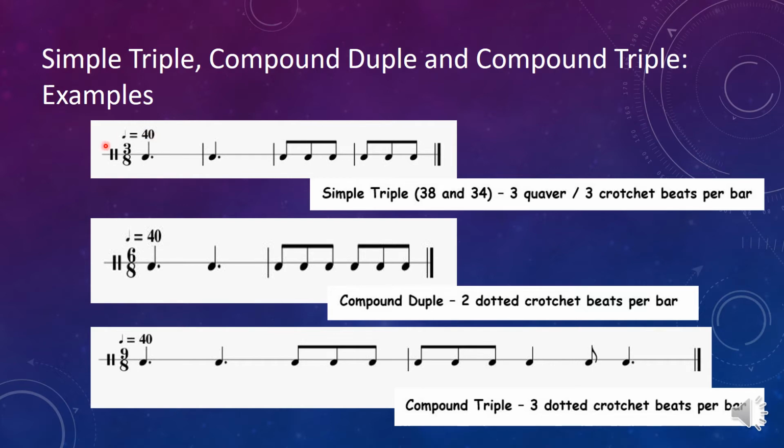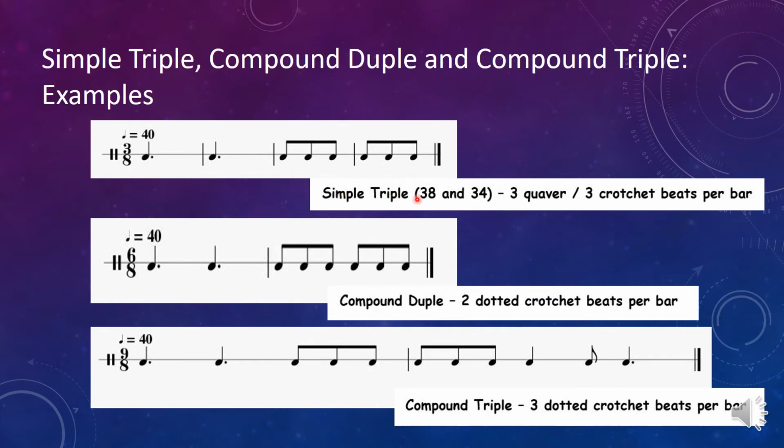Here is 3/8, here is 6/8, here is 9/8. In 3/8, we have one dotted crotchet beat per bar, right? We do not call 3/8 a compound time signature. We call it a simple triple, right? And I will group that accordingly on the next slide. You'll see that on the next slide as well.